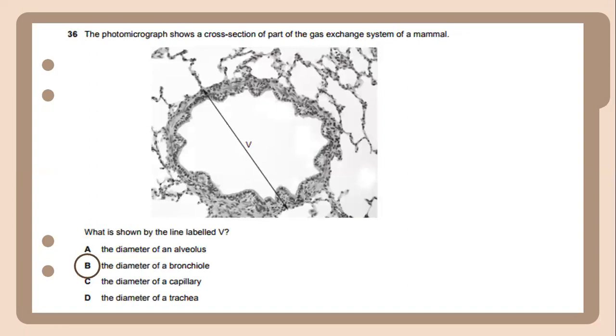36. The photomicrograph shows a cross-section of part of the gas exchange system of a mammal. What is shown by the line labeled V? This label V represents the diameter of bronchioles.